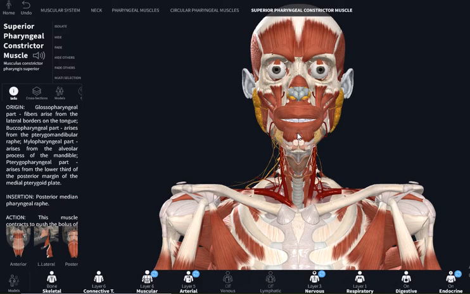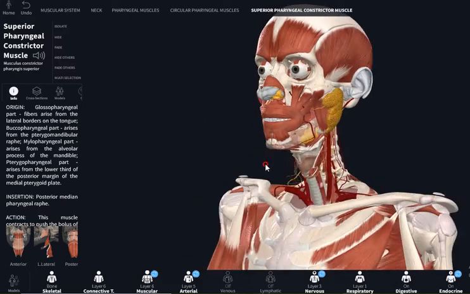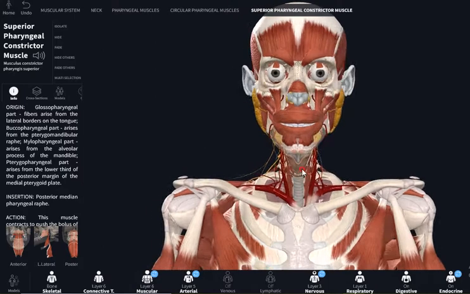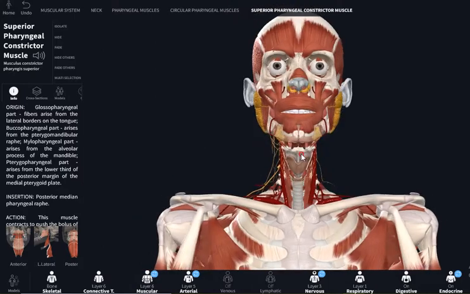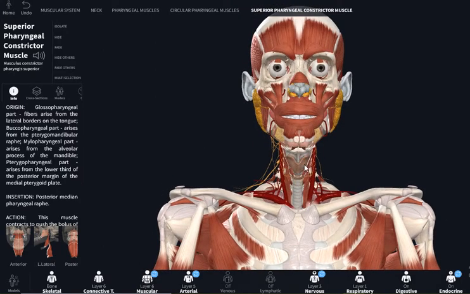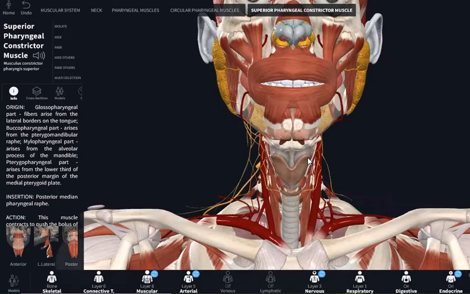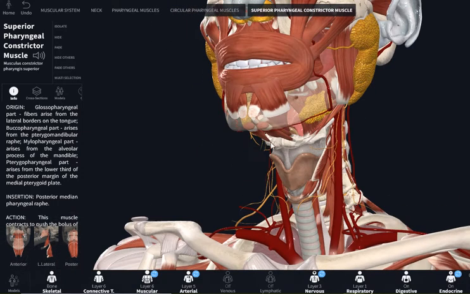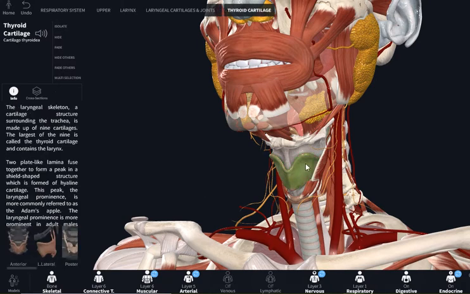In this tutorial, we're going to see the larynx and the pharynx with the other organs involved in the neck. Now, we can see anteriorly the larynx. So let's discuss the larynx. Above the larynx, you see the hyoid bone. Here is the thyroid cartilage.